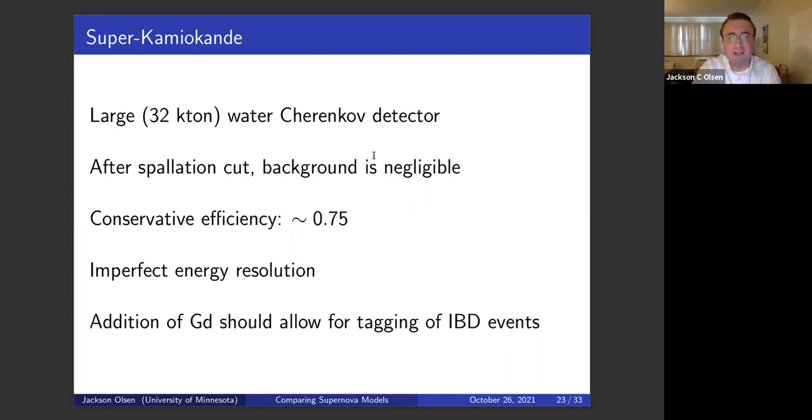So the background is negligible. We'll take a very conservative detector efficiency, just grab the energy resolution from one of their papers. And then we can still just focus on the inverse beta decay events because the experiment has recently begun introducing gadolinium into the detector, which allows for the tagging of these IBD events. So we can still just focus on those.